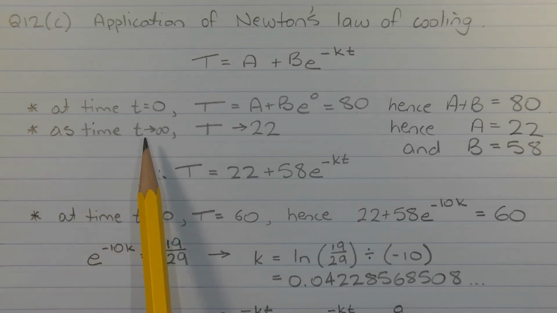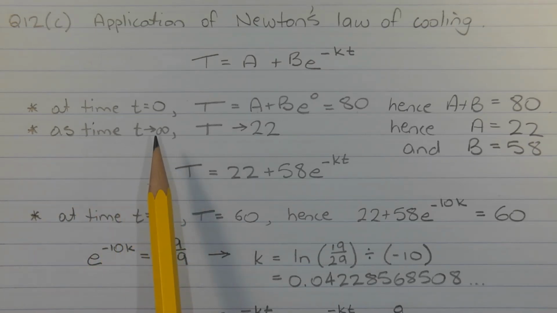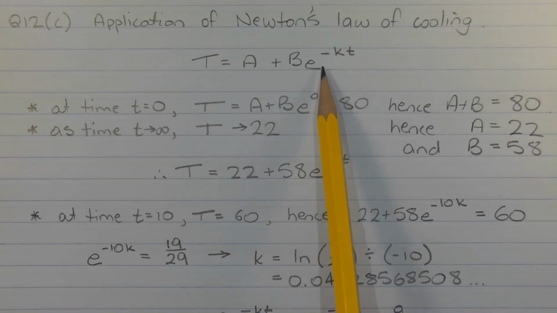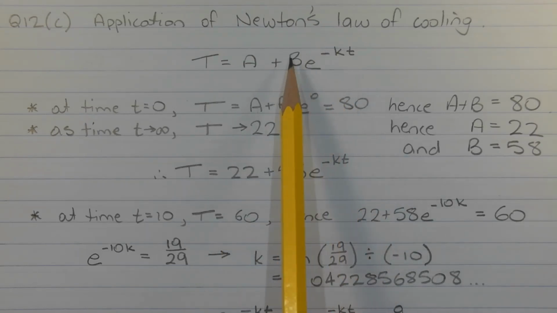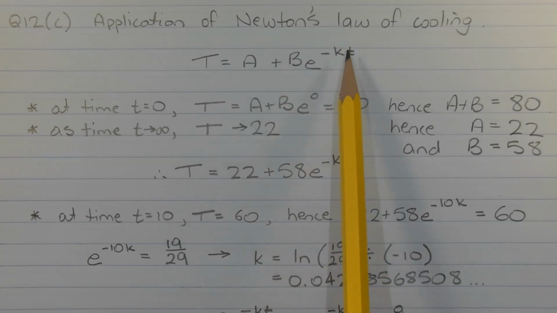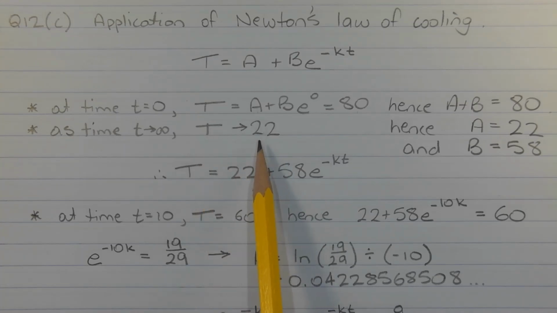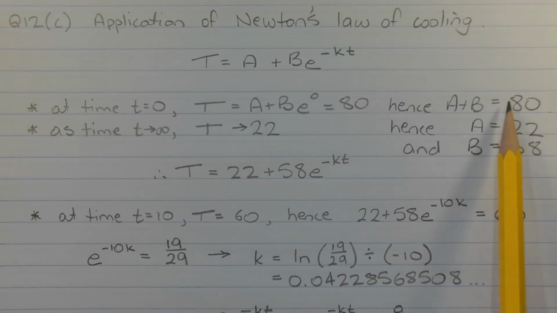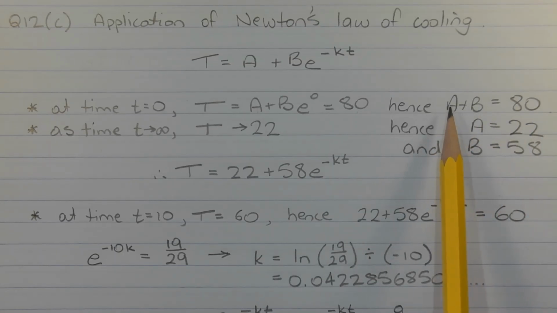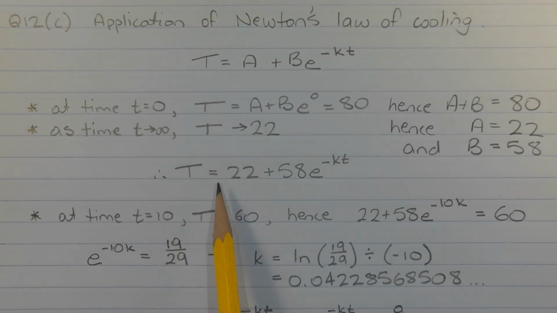Now, as time gets larger and larger, in other words, as time approaches infinity, e to the power of negative infinity approaches 0. So this term here, the B e to the power of negative kt, disappears. So T approaches the ambient temperature of the room, which is 22 degrees Celsius. Hence, A is equal to 22. And from this equation here, if A is equal to 22, then B equals 58. Therefore, the model is T is equal to 22 plus 58 times e to the power of negative kt.